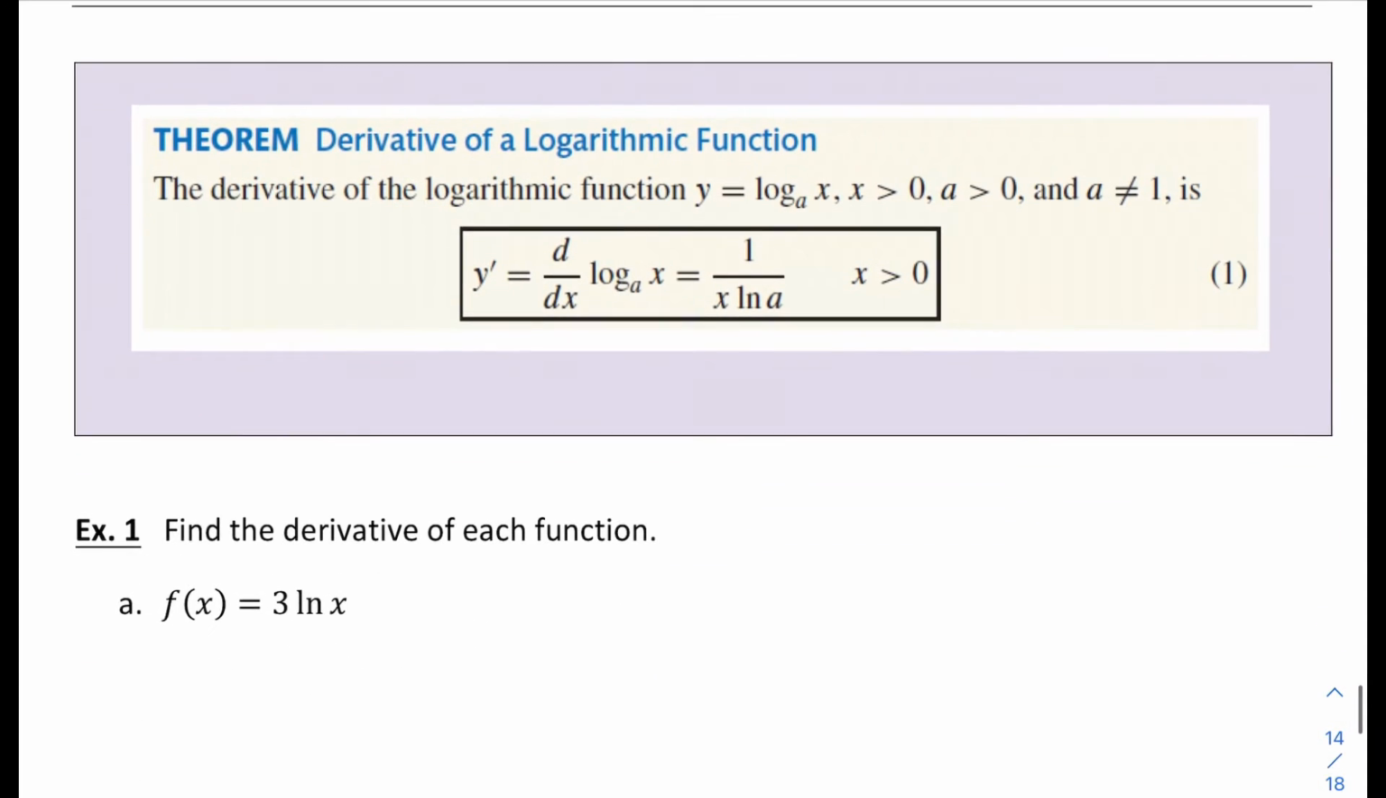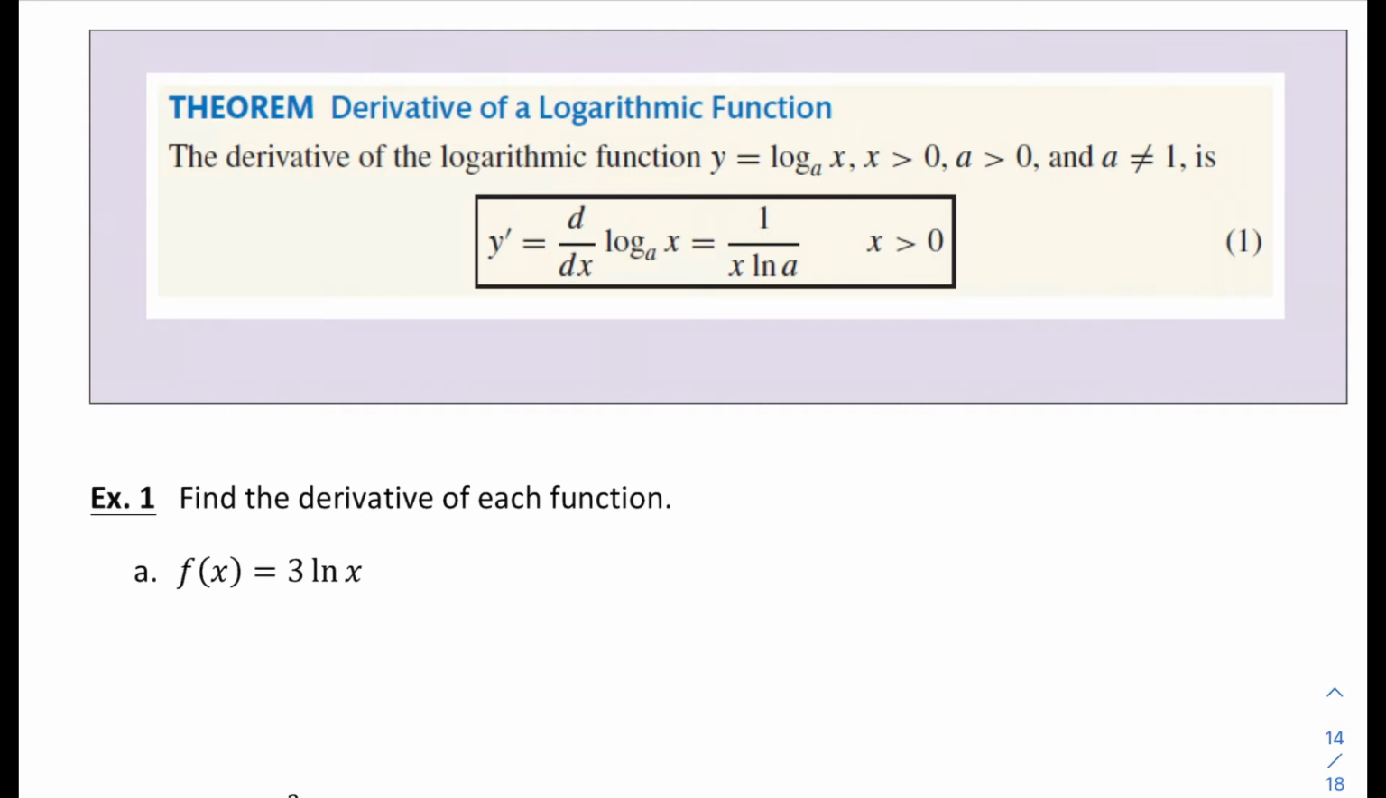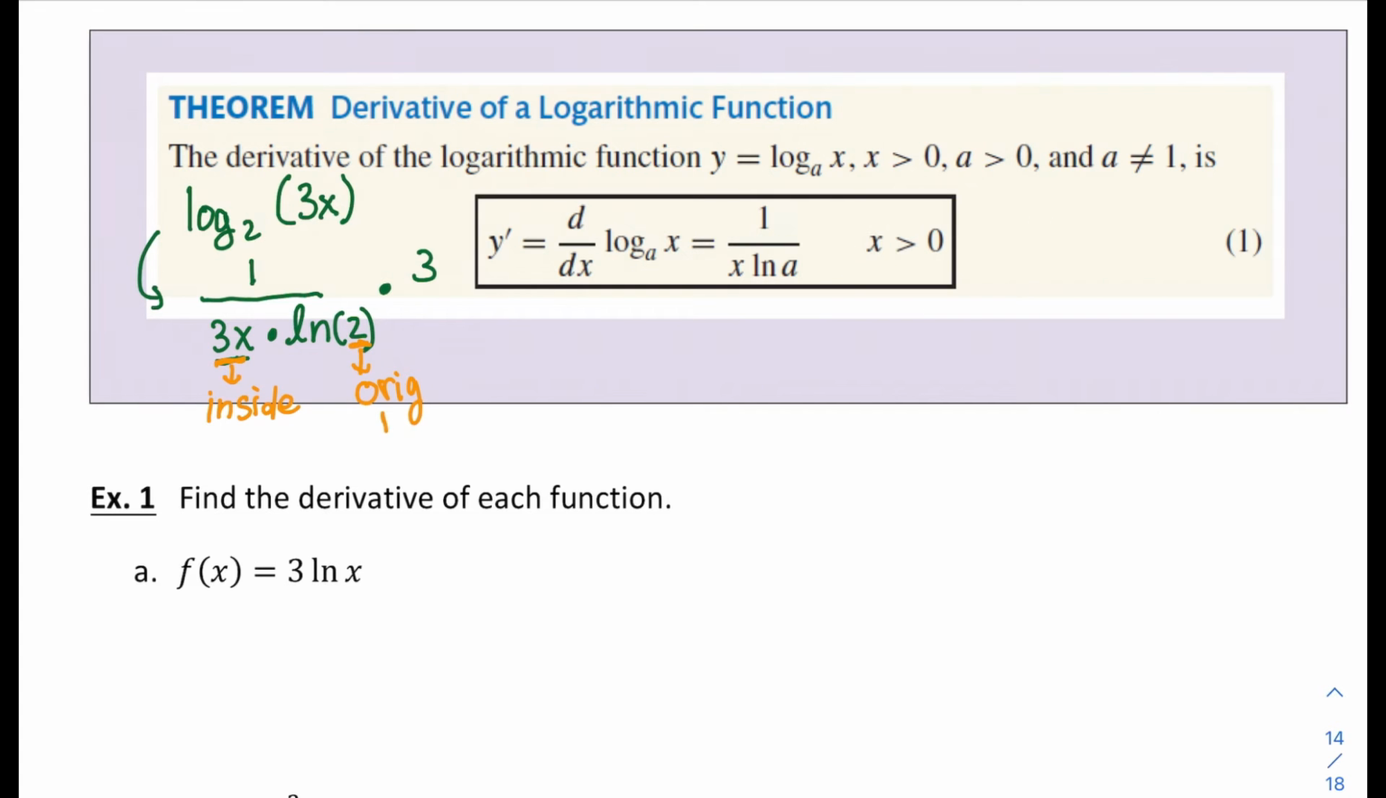So first off, before we get into anything that requires expanding or condensing, let's talk about derivatives of logarithmic functions. So basically how they work is, let's say you have log base 2 of 3x. The derivative of a logarithm is 1 over the inside of your logarithm, which in this case is 3x, times natural log of the base of your logarithm, and then, if necessary, multiplied by the derivative of the inside from our chain rule. So recap, 3x was inside, so 1 over the inside, natural log of my original base, and then multiply by my derivative of the inside of my logarithm.